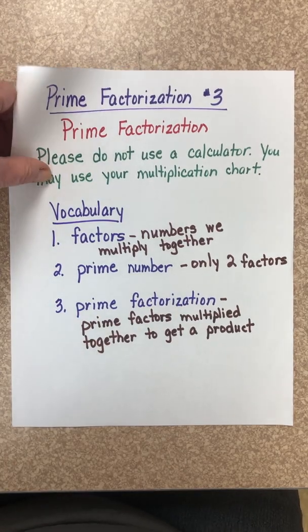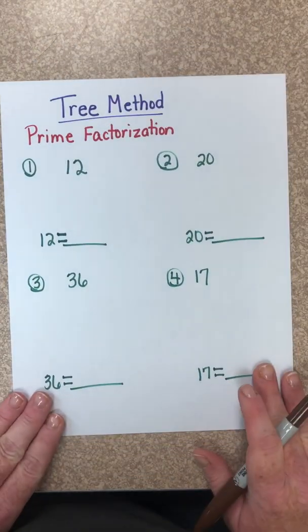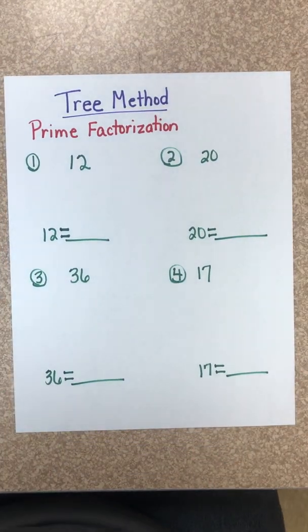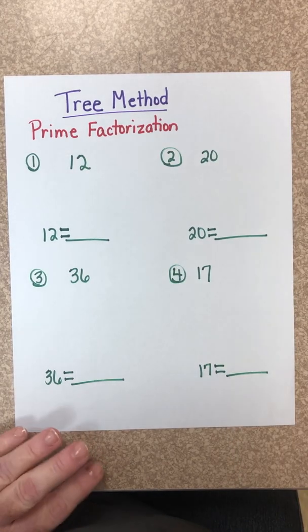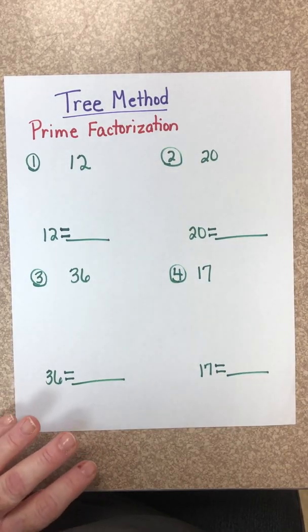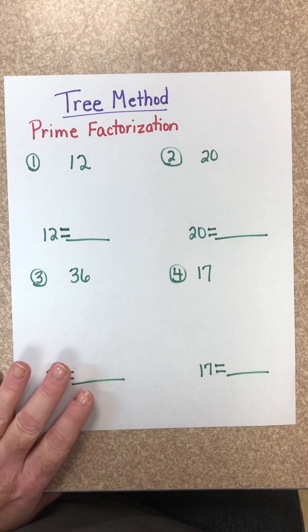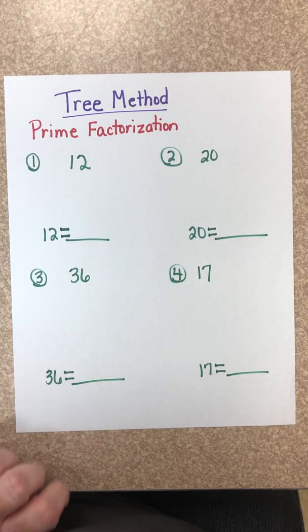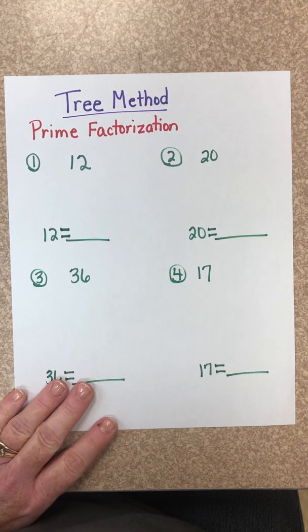Well, let's look at how we can find the prime factorization of a number or of a product. There are 2 methods I want to show you today. First, we're going to start with the tree method, which kind of resembles a tree. So let's look at our first example, the number 12. For 12, we want to start by thinking about what 2 factor pairs equal 12.